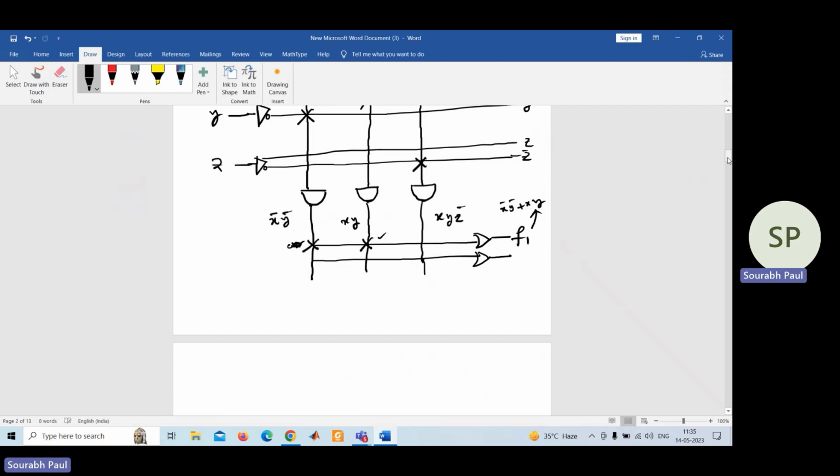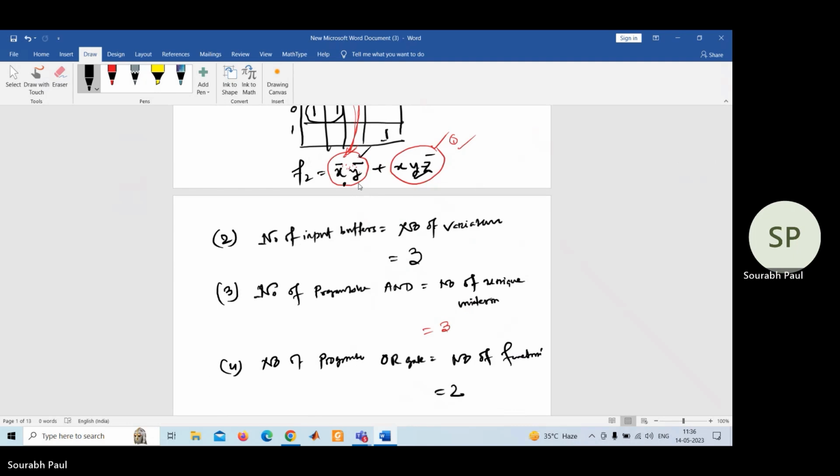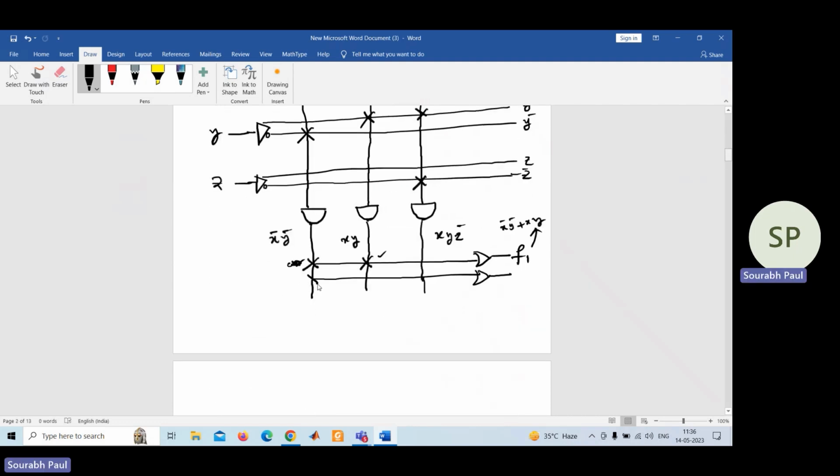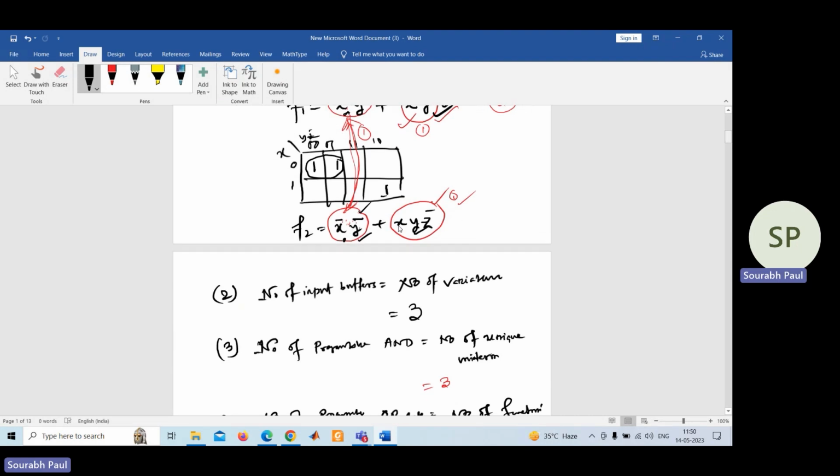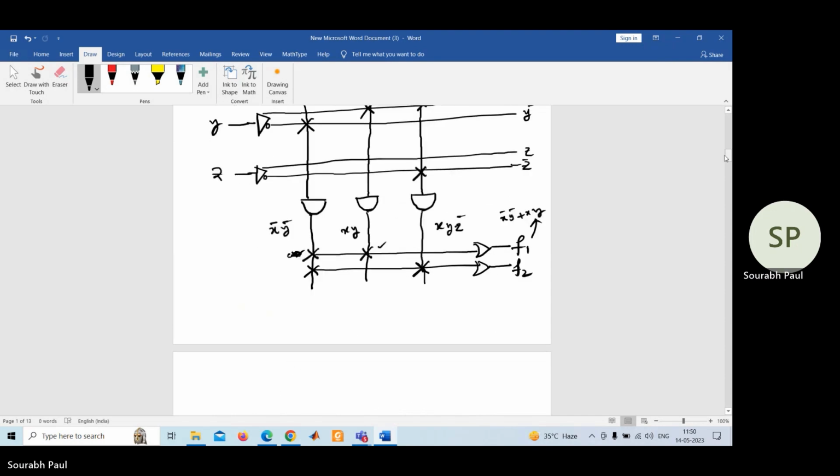Now what about F2? F2 was X bar, Y bar plus X, Y, Z bar. So X bar, Y bar is given by this line and X, Y, Z bar is given by this line. So the output of F2 is whatever is given in the question. The expression we have found out is X bar, Y bar plus X, Y, Z bar. This one is X bar, Y bar, because we have made a connection here, and here we have made another connection, so that is X, Y, Z bar.